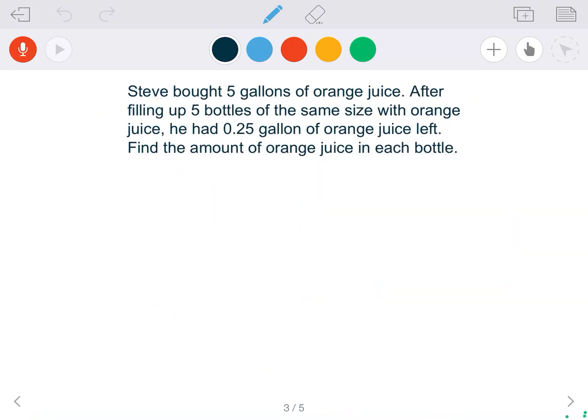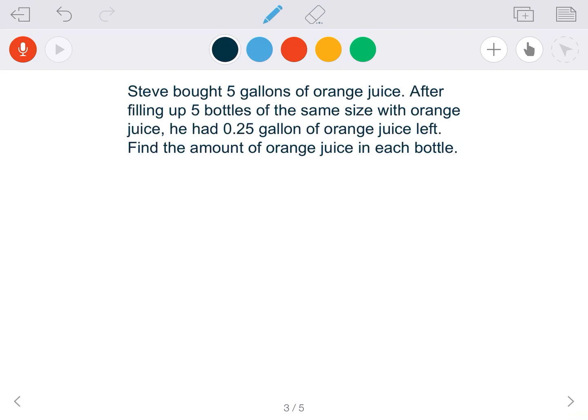All right, next problem. This is about Steve. So find your problem about Steve and go ahead and cut him out, glue it on your notebook page, and get ready. Okay. Steve bought 5 gallons of orange juice. After filling up 5 bottles of the same size with orange juice, he had 25 hundredths of a gallon of orange juice left. Find the amount of orange juice in each bottle.